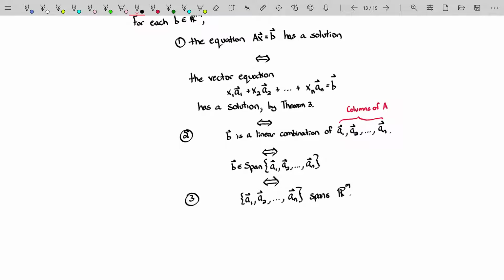There's no way around it. They're locked in. They're either all true or all false. Think of them as switches. If you switch one on, they all switch on. If you switch one off, they all switch off.